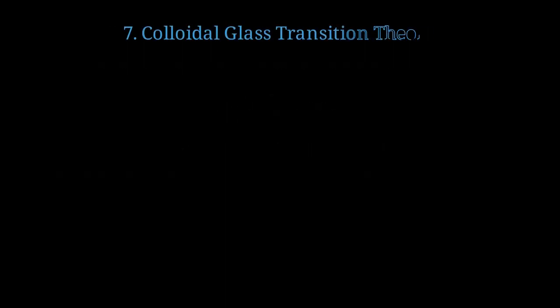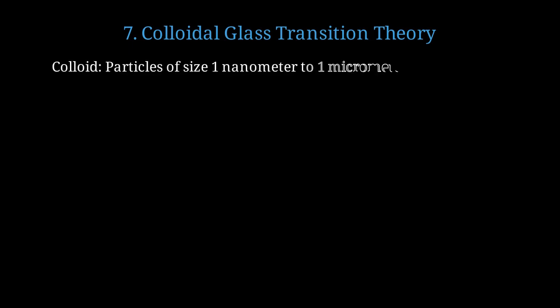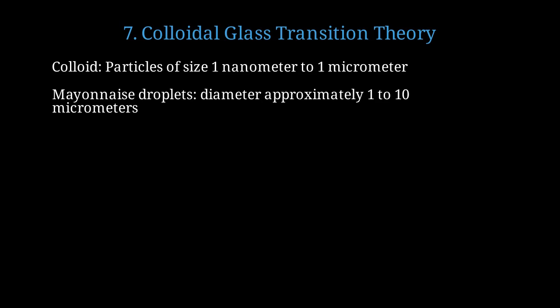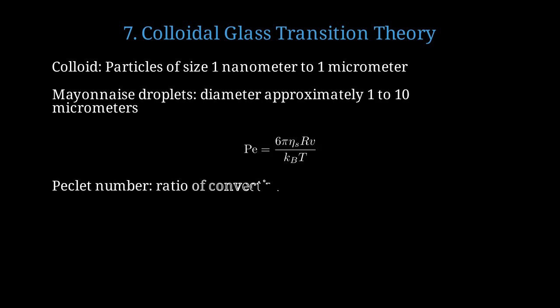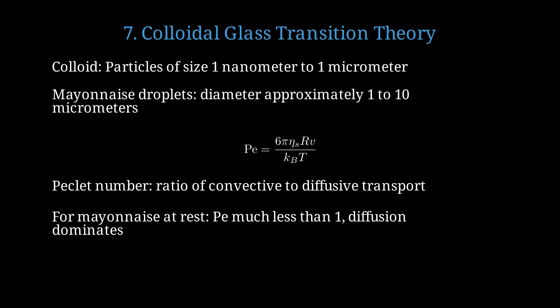Let's dive deeper into the theoretical framework that explains mayonnaise as a colloidal glass. A colloid contains particles sized from 1 nanometer to 1 micrometer suspended in another medium. Mayonnaise oil droplets have diameters of approximately 1 to 10 micrometers, making them colloidal particles. The Peclet number Pe equals 6 pi times solvent viscosity times droplet radius times velocity divided by kBT. The Peclet number compares convective transport from flow to diffusive transport from Brownian motion. For mayonnaise sitting still, Pe is much less than 1, meaning thermal diffusion dominates and droplets jiggle randomly.